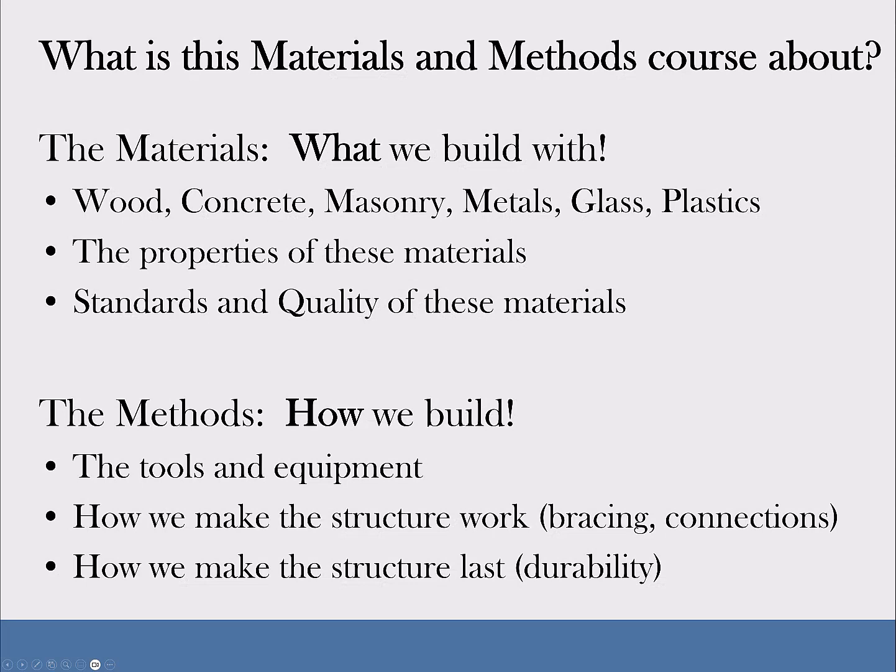The materials are what we build with. We're going to be looking in this course at the different kinds of materials that we use, from wood to concrete, masonry, metals like steel, aluminum. There's high-rise buildings with glass windows, and they become structural. They become part of the outer cladding of the building. The properties of the materials, we'll be looking at those. There's different quality levels, and there's special standards on how we grade and rate different materials. And so we'll be looking at that too.